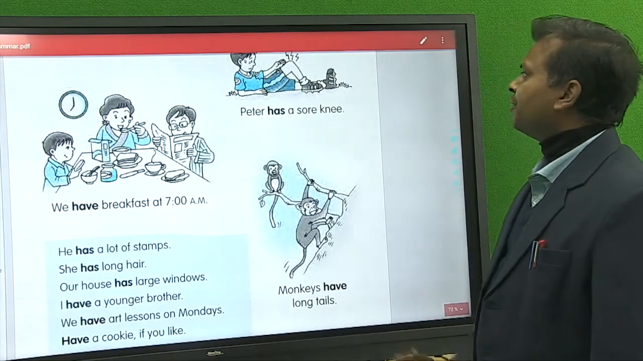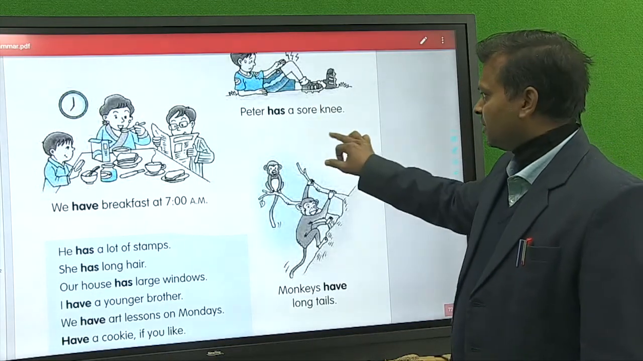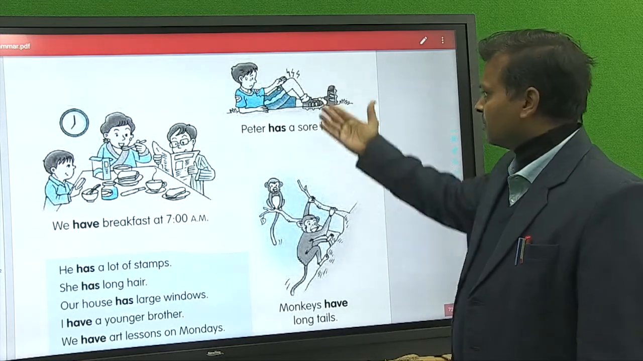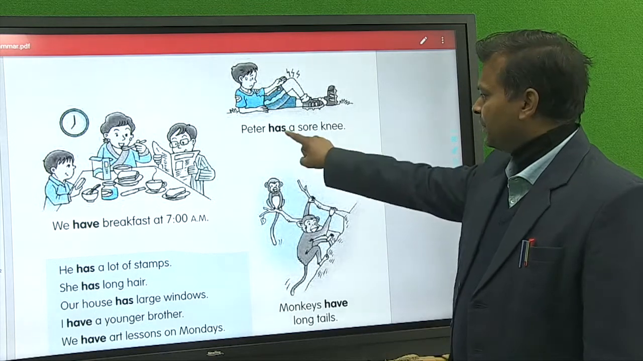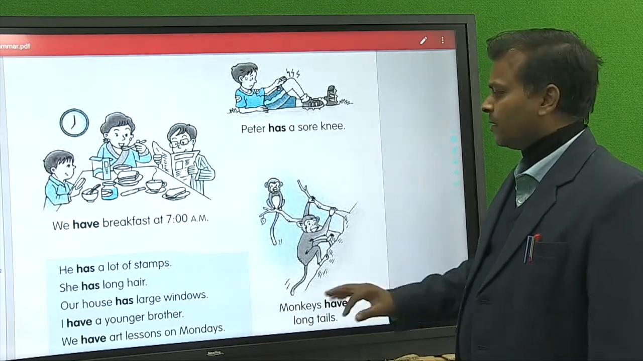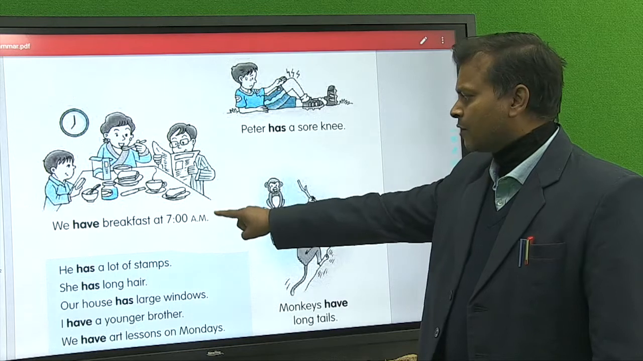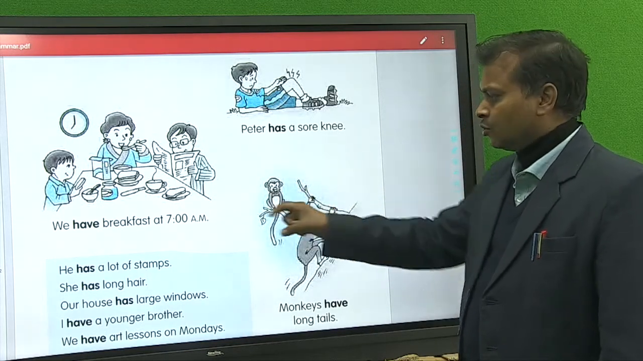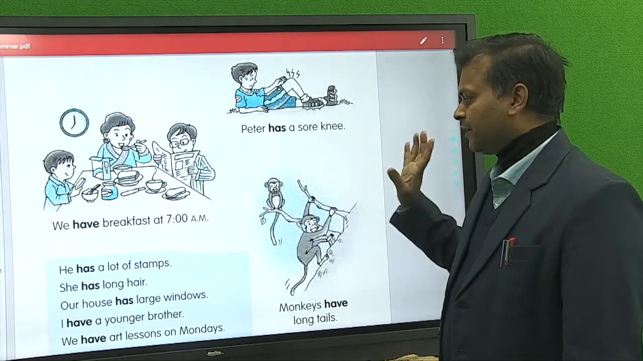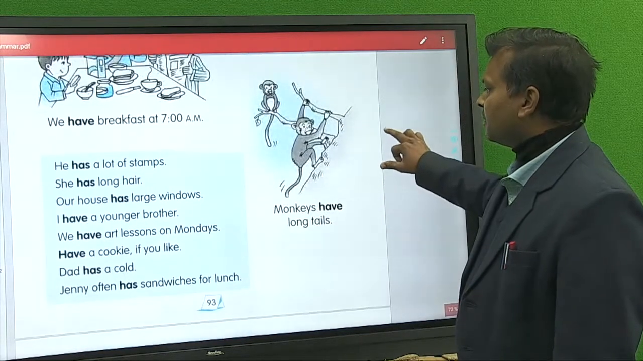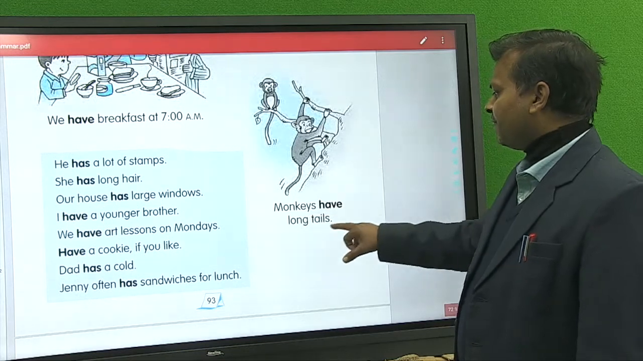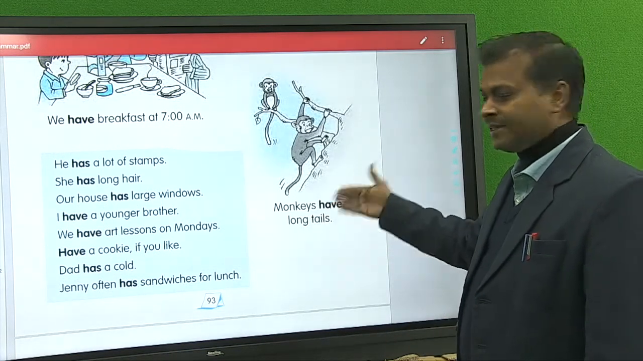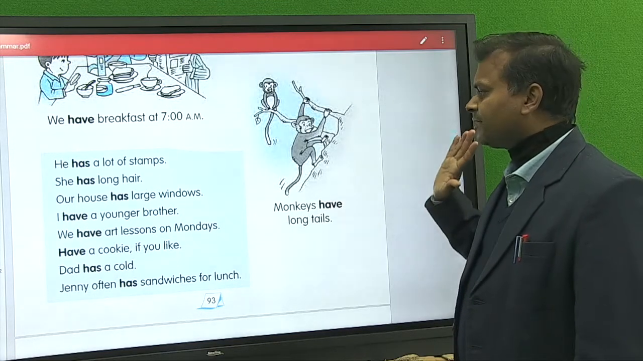Peter has a sore knee. What the picture suggests is that Peter is suffering from illness because of a knee problem. So Peter has a sore knee, right? Second picture depicts we have breakfast at 7 a.m. So this is owning and this is possessing. So we have breakfast at 7 a.m., right? Now let us see. Monkeys have long tails. They possess, or means, monkeys have long tails, right?